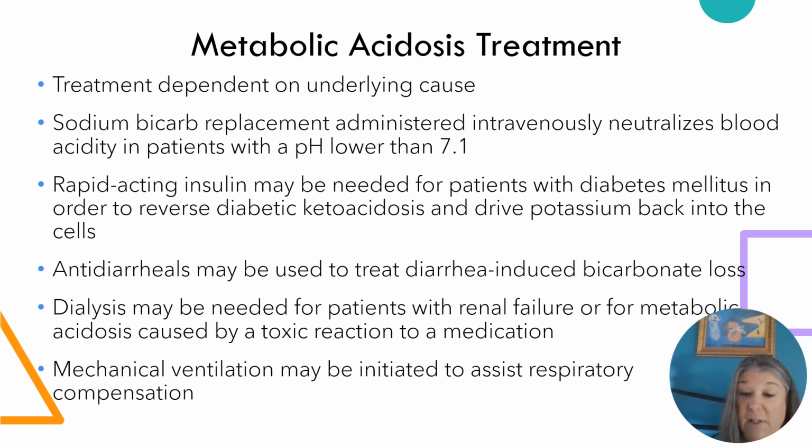Antidiarrheals, if your person has bicarb loss related to diarrhea, remember we poop out bases. When we vomit, it's acids, right? Vomit is coming from the gut, which is acids in the gut. By the time we have diarrhea, we're pooping out bases, we're vomiting out acids. Dialysis may be needed, and your person may need mechanical ventilation to assist with respiratory compensation.